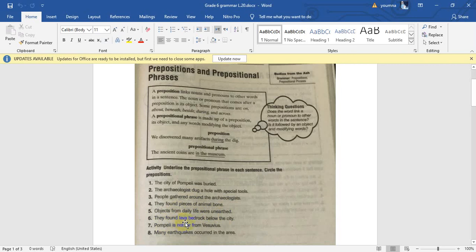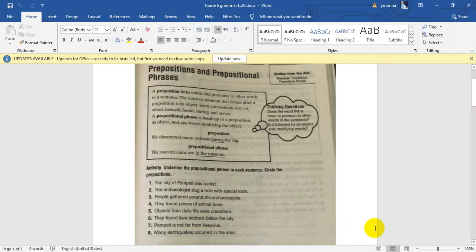They found lava, bedrock, below the city. So where's the preposition? Below. Where's the prepositional phrase? Below the city. Number 7. Pompeii is not far from Vesuvius. Where's the prepositional phrase? From Vesuvius. Okay, so where's the preposition itself? From. Number 8. Many earthquakes occurred in the area. Where's the preposition? In. Where's the prepositional phrase? In the area. Okay.